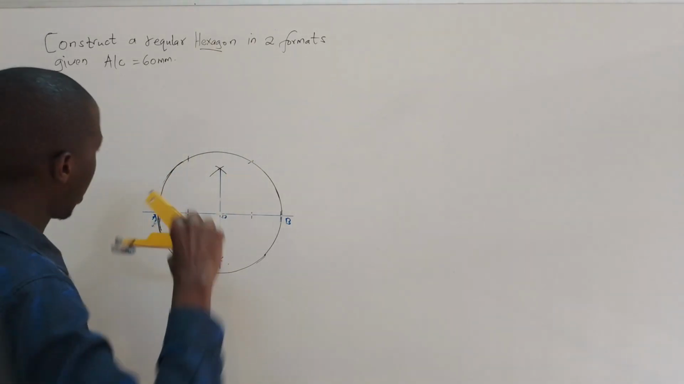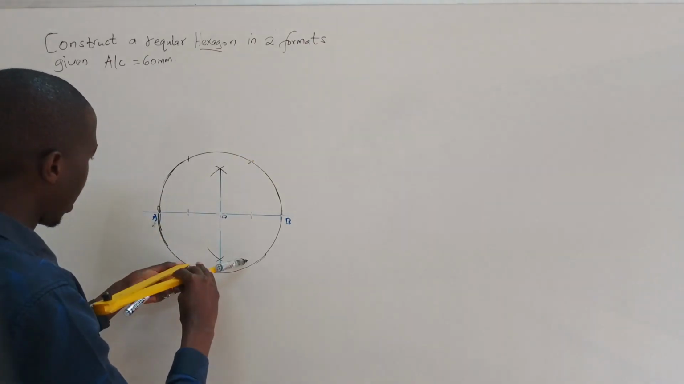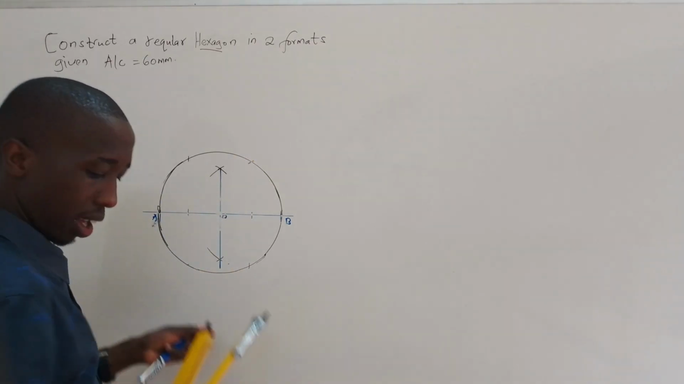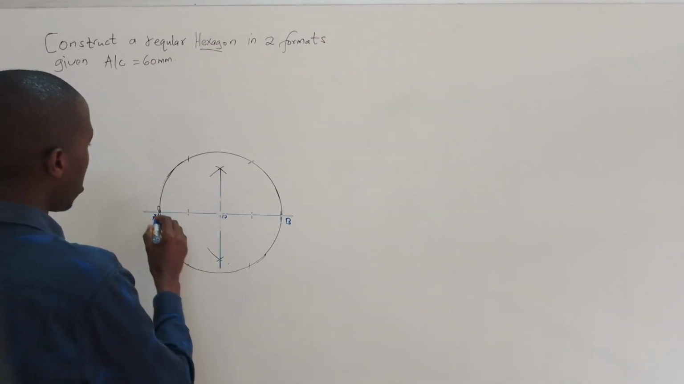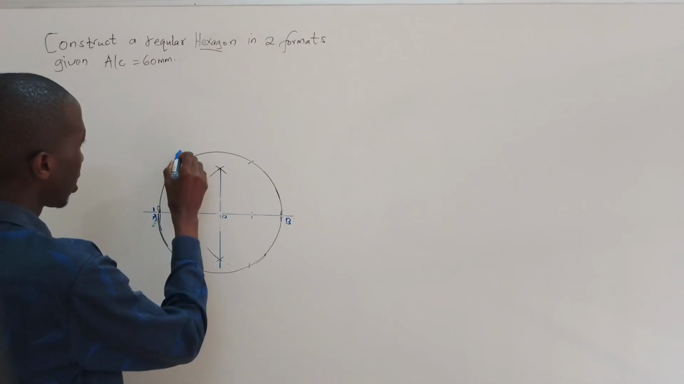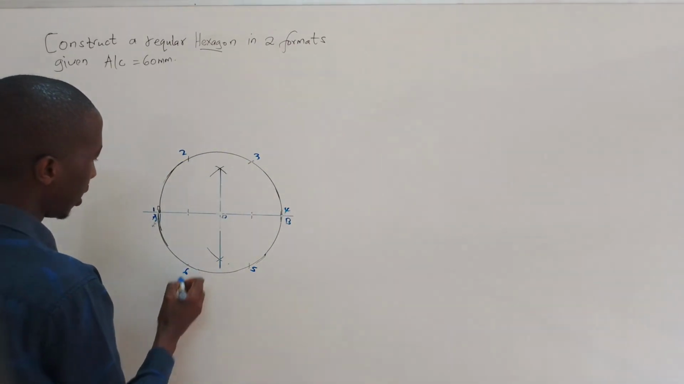So I know this will have the same angle. So I'll mark this. Now when you have these points, these are the corners. This will be your corner. So if I now have this as 1, 2, 3, 4, 5, and 6.